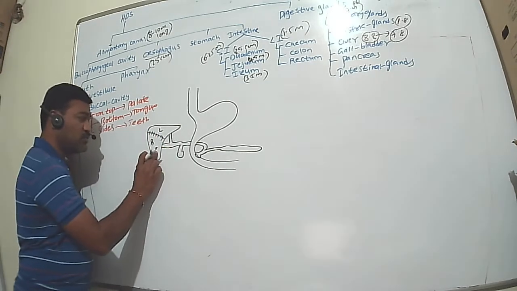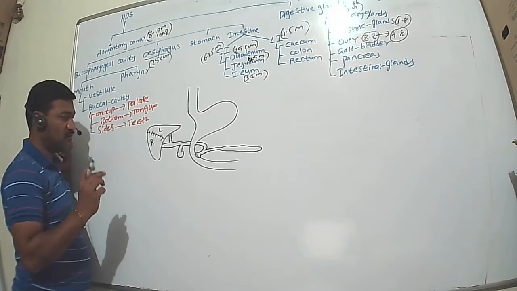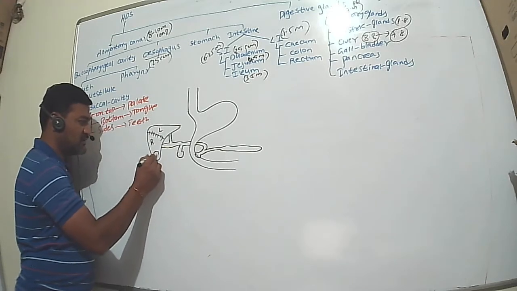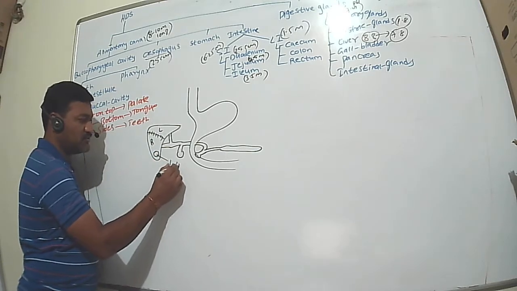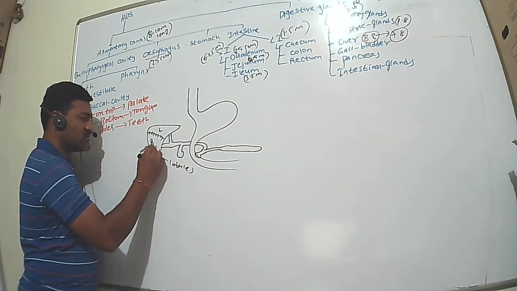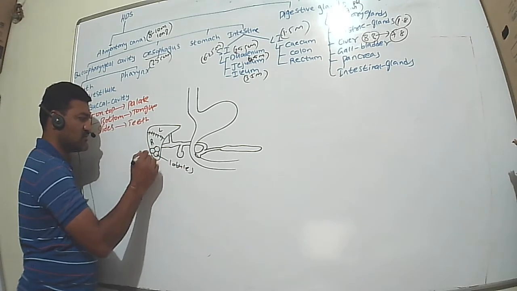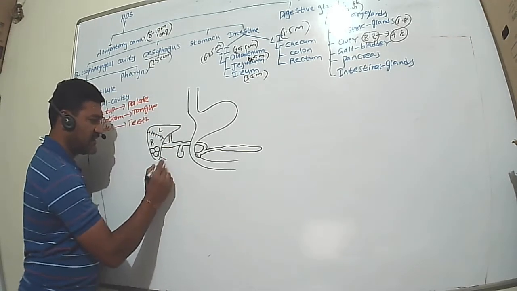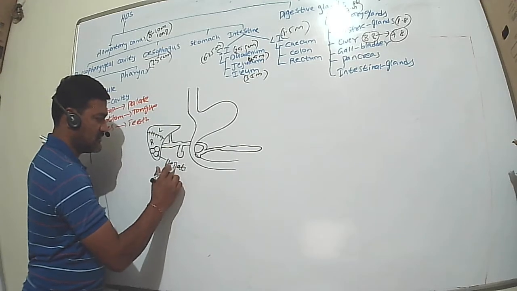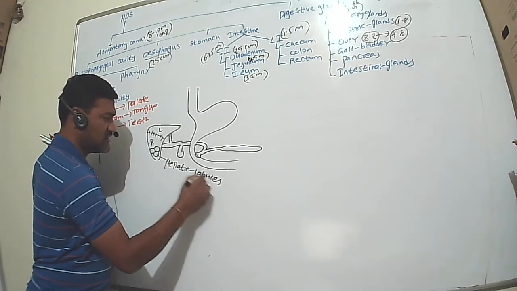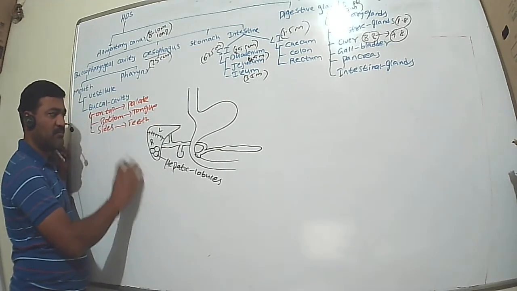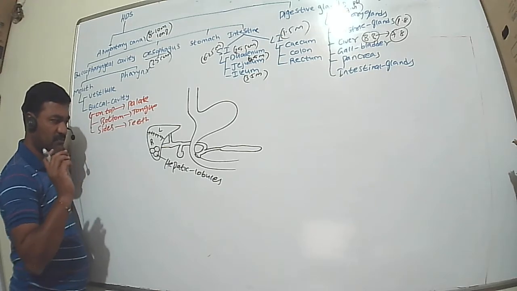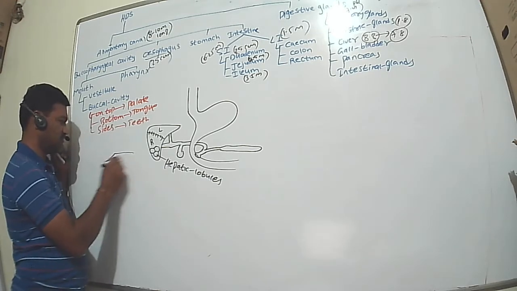But each lobe is further made up of tiny microscopic hexagonal units. They are called lobules. There are many such lobules. Each liver has about 1 million lobules. We also call them hepatic lobules. Each lobe is divided into tiny microscopic hexagonal structures like this.